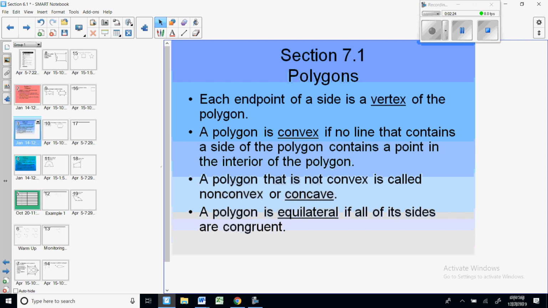Each endpoint of a side is called a vertex of the polygon. A polygon is considered convex if no line that contains a side of the polygon contains a point in the interior, and a polygon that's not convex is called non-convex or concave. And that'll be our main focus as we go through our lesson today, whether a figure is concave or convex. And polygons are equilateral if all of its sides are congruent. And again, we'll pause the presentation at this point to get those copied down.